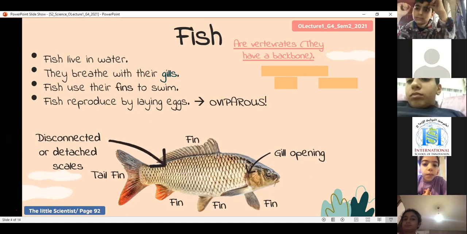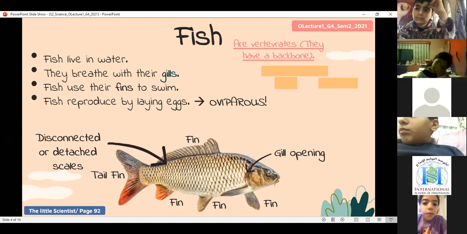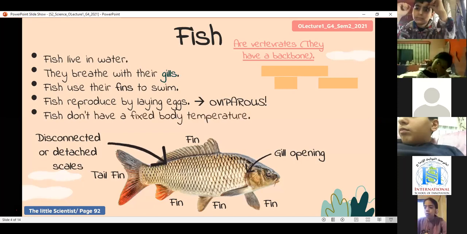Because they have no body temperature. Their body temperature is like the water or the sun or anything that's near them. The water that they swim in. So they don't have one body temperature. They don't have a fixed body temperature like we do.